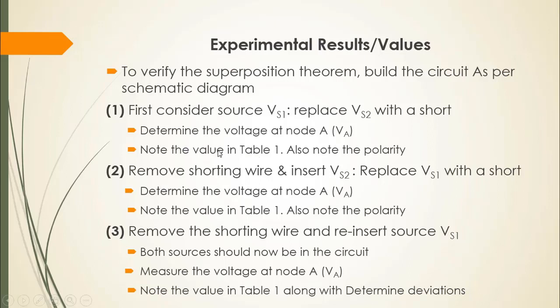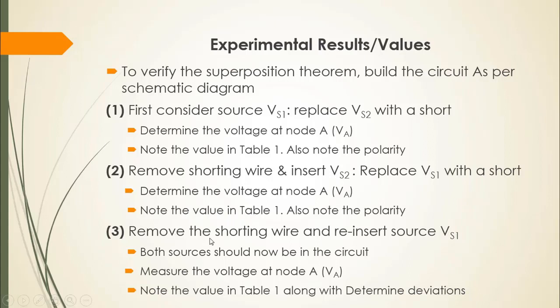After calculating the V2 values, now we have to remove the shorting wire and we will insert VS2 while replacing VS1 with a short. Now the same process will be repeated for VS2, and we will determine the voltage at node A with respect to ground and put these values in table number 1.